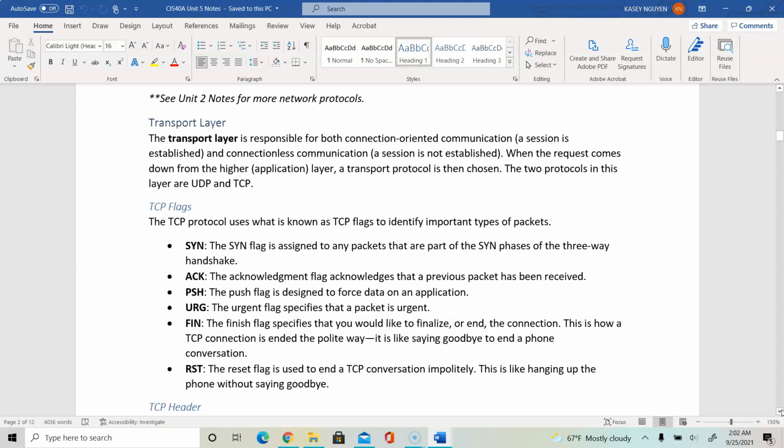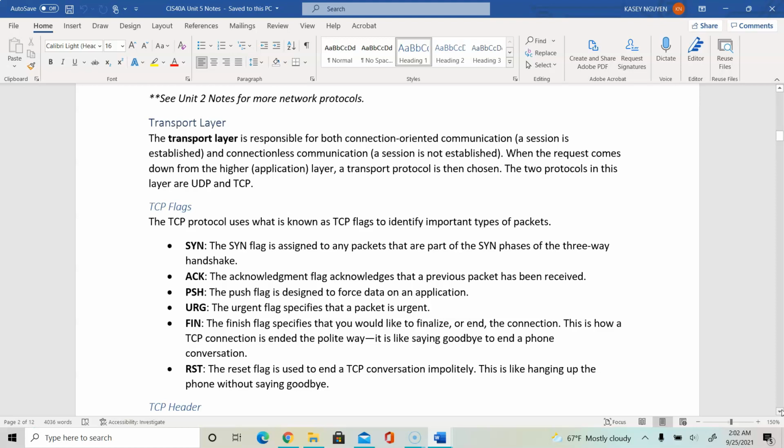The push flag is used to force data onto an application, so that will push data onto the actual packet. Then you have URG, which is an urgent flag, which specifies that the packet is urgent, so it would take priority. FIN is a finish flag. This is how you would finalize or end the connection. As it accomplishes or finishes the connection, TCP can be ended by using the FIN flag.